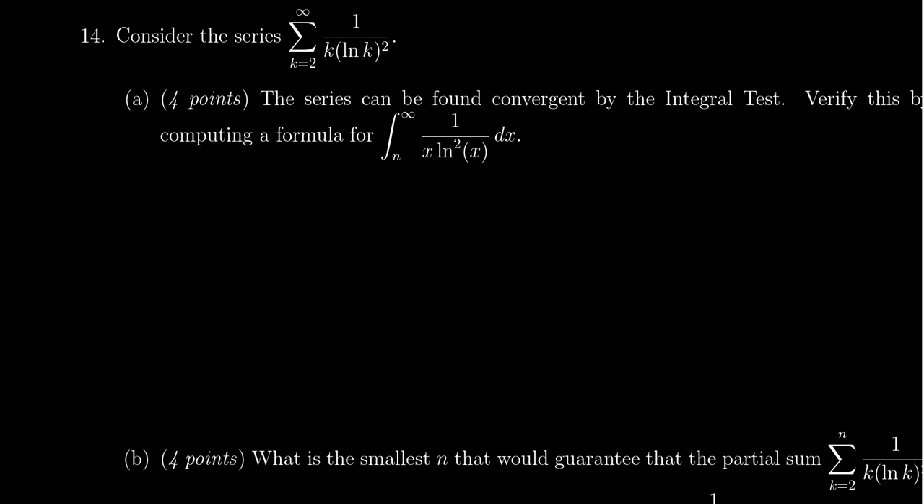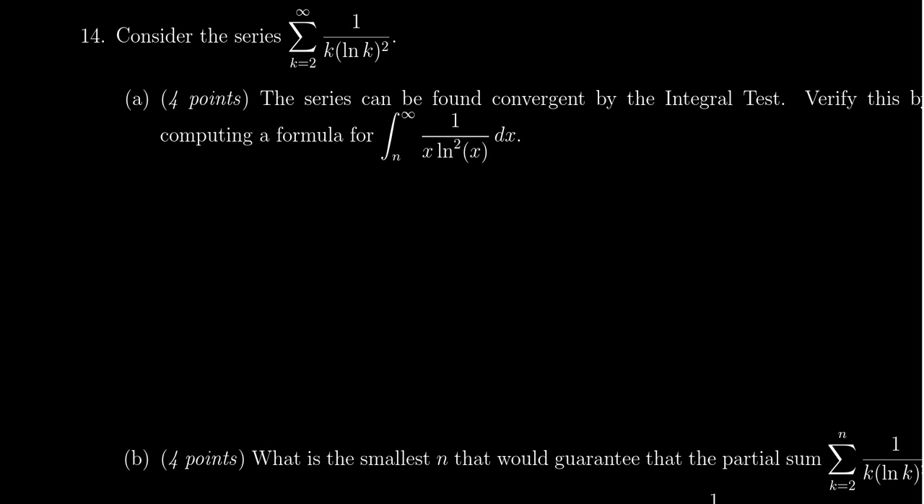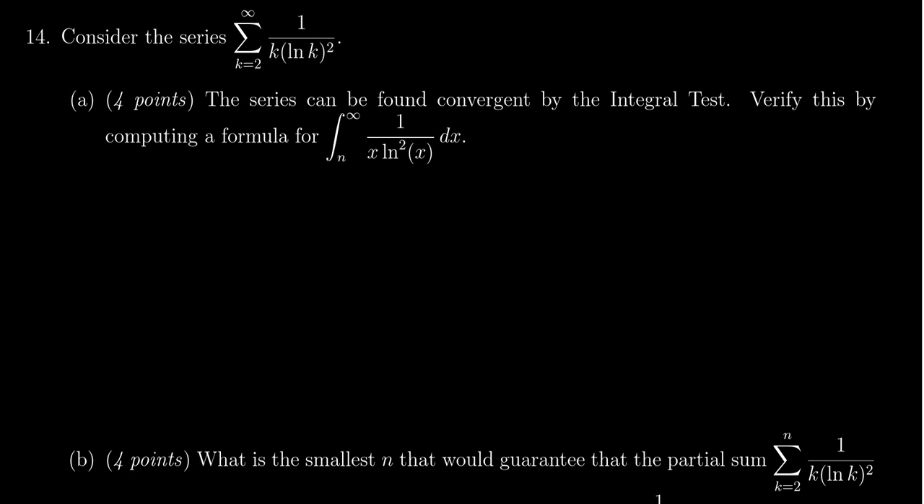In this video, we're going to discuss the solution to question 14 from the practice final exam for Math 1220, in which case we're asked to consider the series where we take the sum where k equals 2 to infinity of 1 over k times the natural log of k squared. And that's to say the natural log of k, that whole quantity is squared right there.